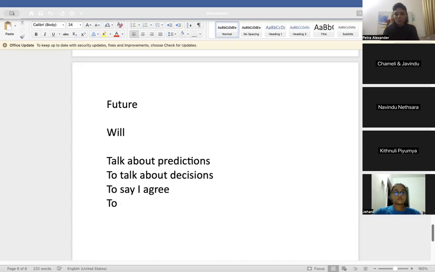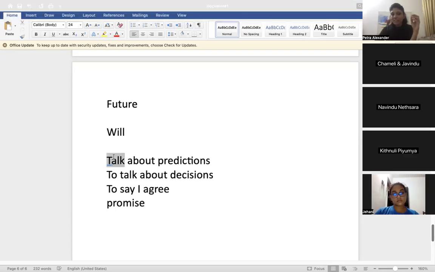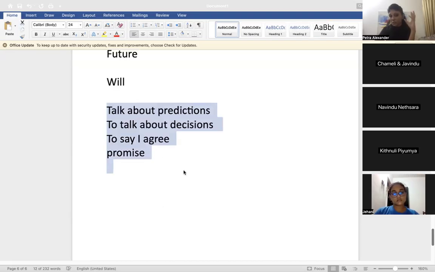To talk about a promise, like I will come to the party. It's a promise. I will come. That's a promise. Agree. Okay, we will work on that. That's agreement. So we use will in these situations. To talk about prediction: he will come, it will rain. That means not sure, a prediction. My father will send me something. He will send. Prediction. Right?